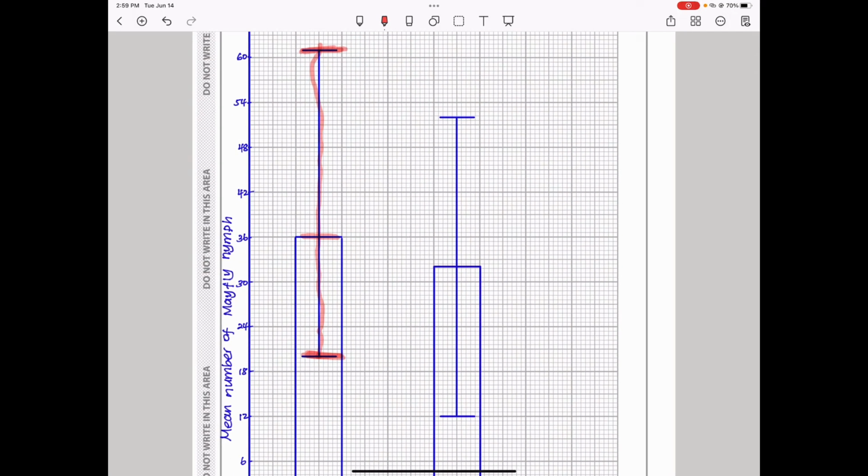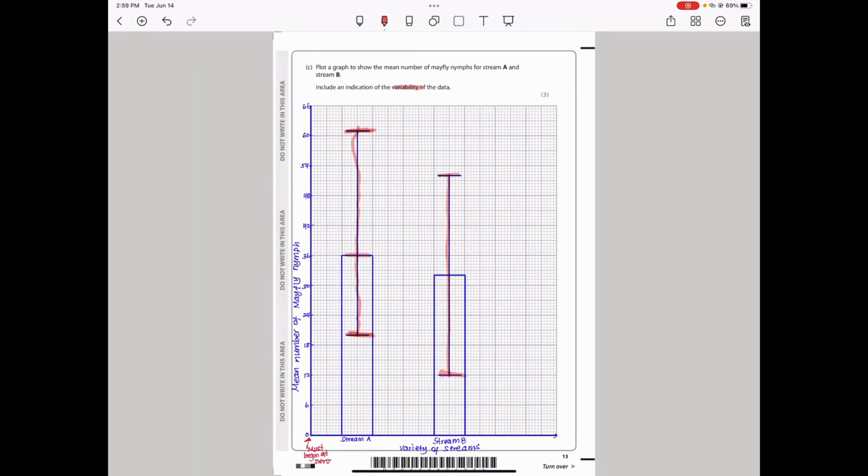For this one, we have also done the same. You can see the lower and the upper, and then connected through the mean to the lower part. Those two are error bars. Now, we will compare the lowest number, the highest number, as well as the mean. So here on the x-axis, we just put stream A, stream B, and you have to put, of course, the labels, which is variety of streams. On the y-axis, we see the mean number of mayfly names.